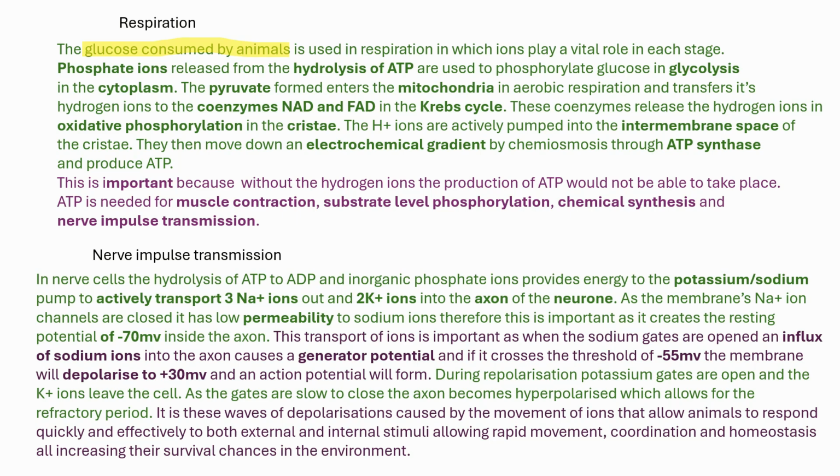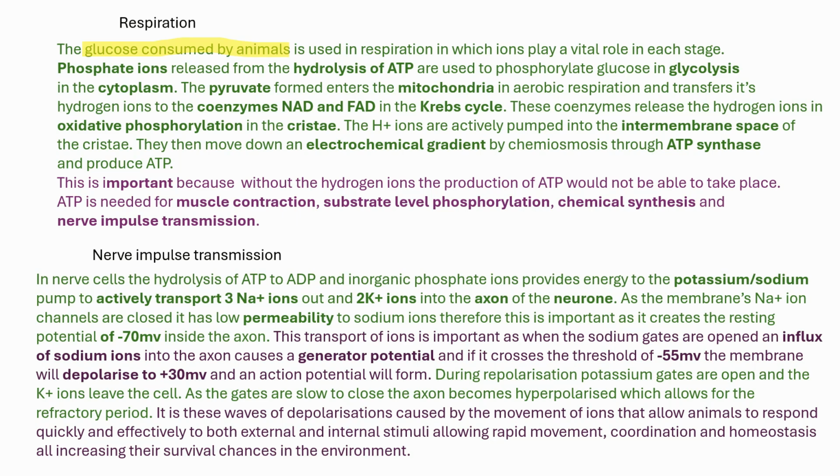As the membrane's sodium ion channels are closed, it has low permeability to sodium ions, and therefore it's important as this enables us to have a negative resting potential across the membrane. So it's minus 70 millivolts inside the axon relative to the external environment. This transport of ions is really important as when the sodium gates open, we've got this influx down an electrochemical gradient of sodium ions into the axon, and that causes the generator potential. So without that pumping out of the ions, we wouldn't get a generator potential when the gates open.